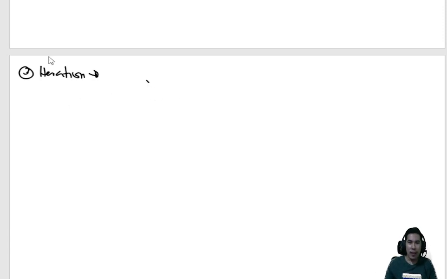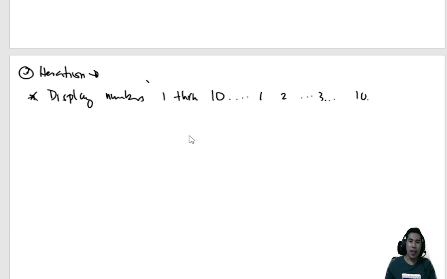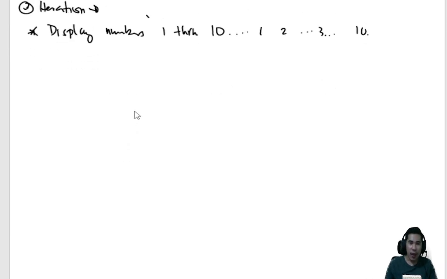For iteration, let's say our scenario is to display numbers 1 through 10. Meaning, the expected display is 1, 2, 3, until 10. To do that, here's how you do it for iteration. It's like decision, but this time it is going to repeat a certain process.